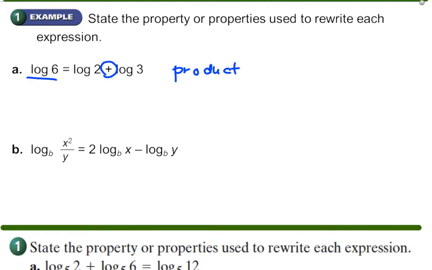Bingo. All right, B, we've got x squared over y. Well, we've got two things going on here. We have this power, and we also have this division. So let's see if we have that represented here. We have the 2 out front of this, so that would be the power property. And this subtraction is telling you that it is the quotient. So you can have more than one property. I do believe there's 1 or 2 that might have all 3. So just pay attention.